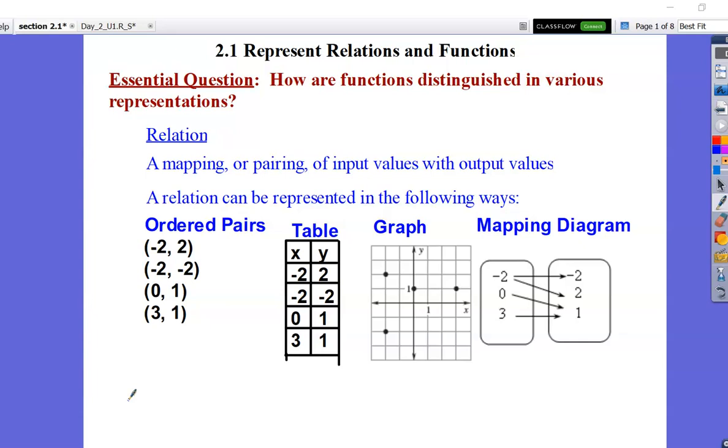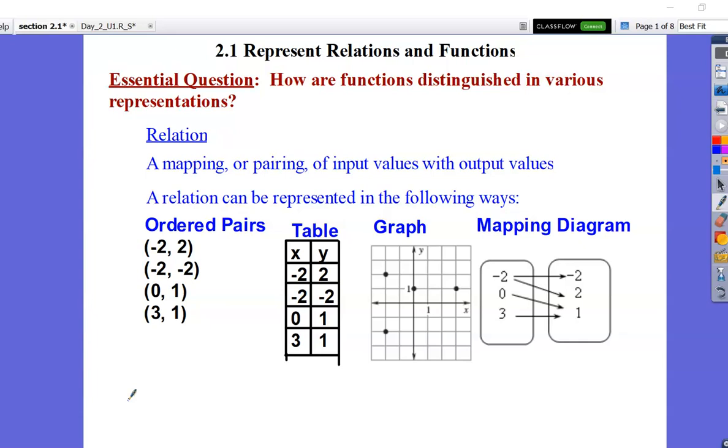And a relation can be represented first as an ordered pair. So for example, the first ordered pair listed is -2, 2. That is mapping or showing a pair between our input x, -2, and our output y, which is 2. So that ordered pair right there is a relation because x and y are related to each other.